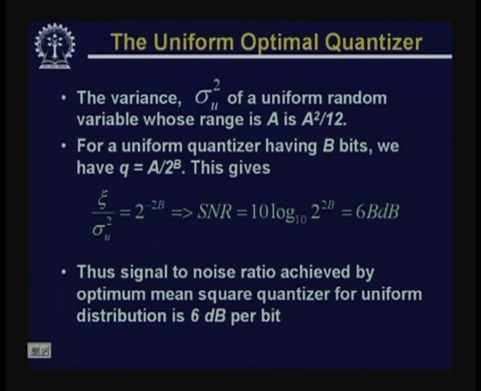the error divided by sigma u square will be equal to 2 to the power minus 2b, and from this we can compute the signal to noise ratio in case of a uniform quantizer, where the signal to noise ratio is given by 10 log of 2 to the power 2b, where the logarithm has to be taken with base 10, and this is nothing but 6 b dB. So, this says that the signal to noise ratio that can be achieved by an optimum mean square quantizer for uniform distribution is 6 dB per bit.